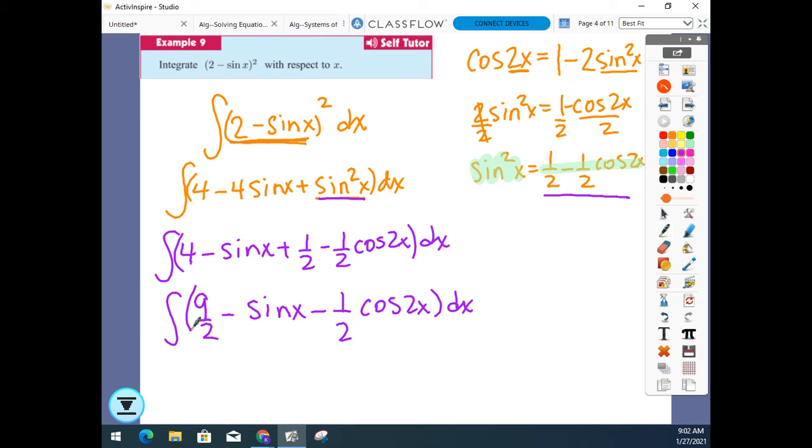Now I'm ready to integrate. So this is almost the easy part after all of this. All right, 9/2 is a constant, so it just needs an x. The antiderivative of sine is negative cosine, so that changes that to a plus. Antiderivative of cosine is positive sine. Then we have to chain on the inside by dividing by 2, and that just goes into the denominator with the 2 that's already there.